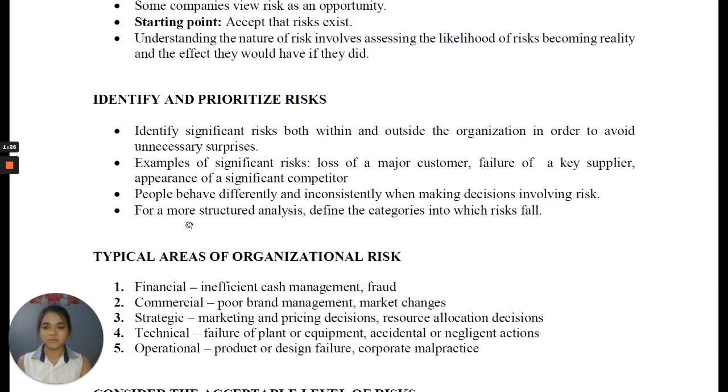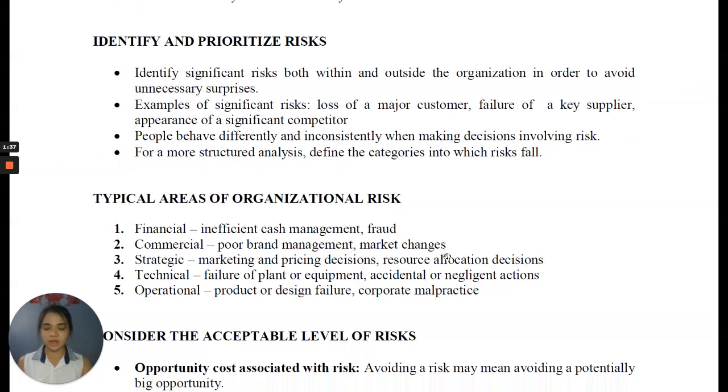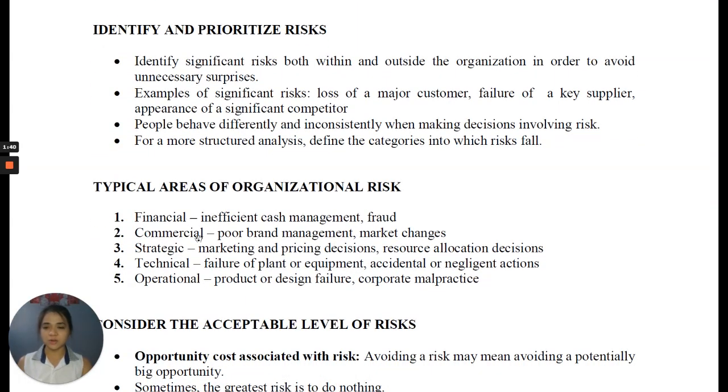low risk tolerant. For a more structured analysis, define the categories into which the risks fall. It will also help in reducing the chances of overlooking other risks. So these categories include financial, commercial, strategic, technical, and operational. Financial, like inefficient cash management, fraud. Commercial, poor brand management, market changes. Strategic, marketing and pricing decisions, resource allocation decisions. Technical, failure of plant or equipment, accidental or negligent actions. Operational, product or design failure.